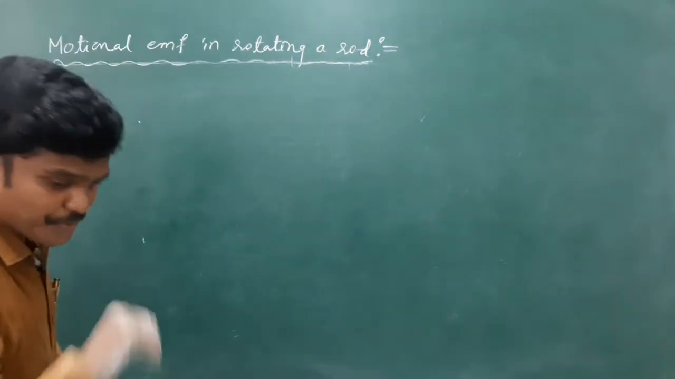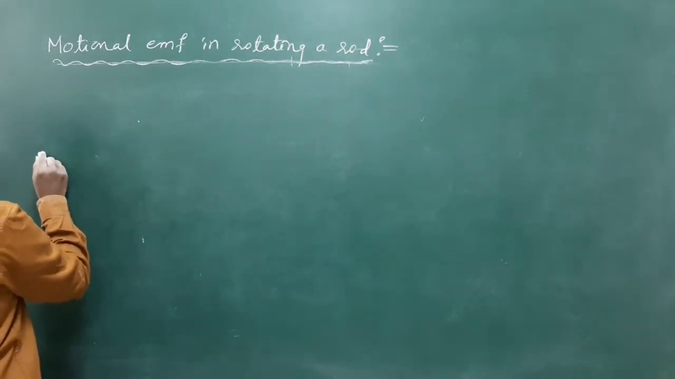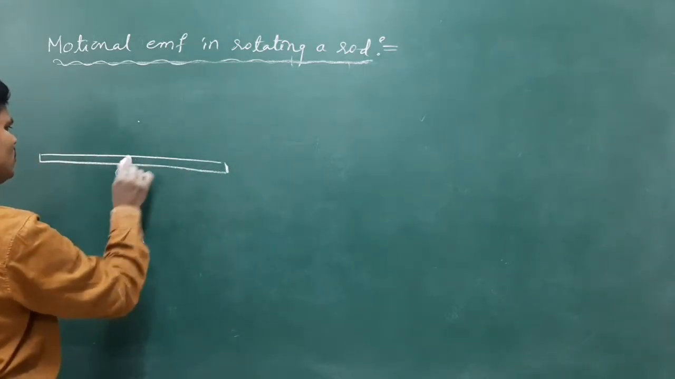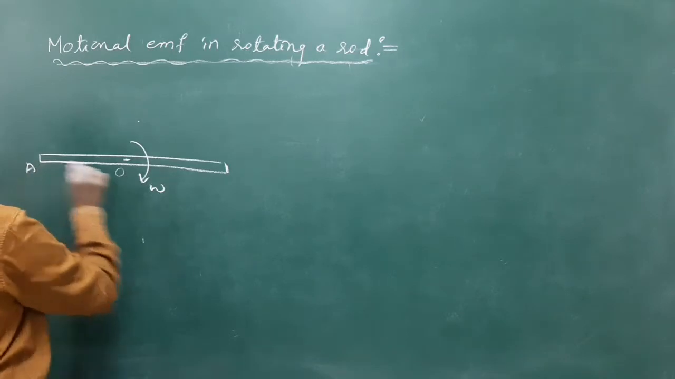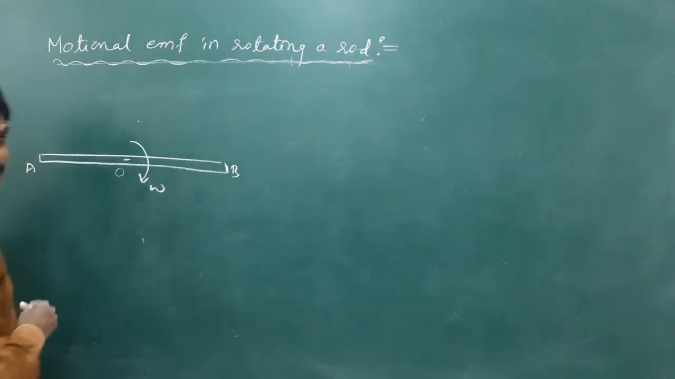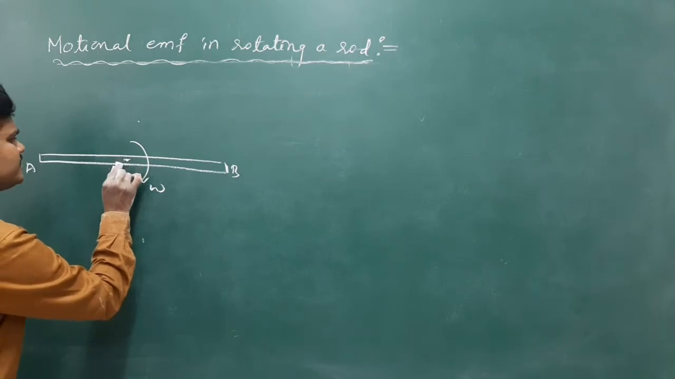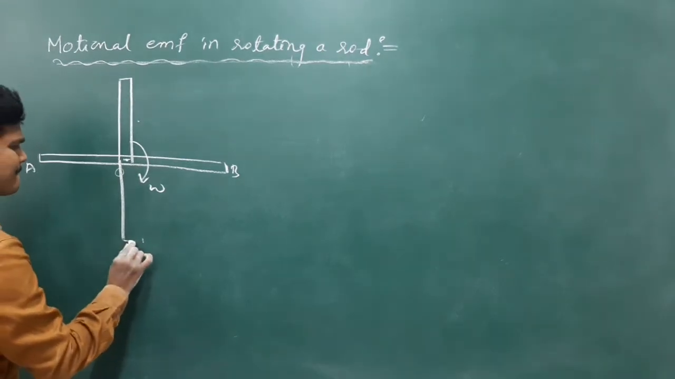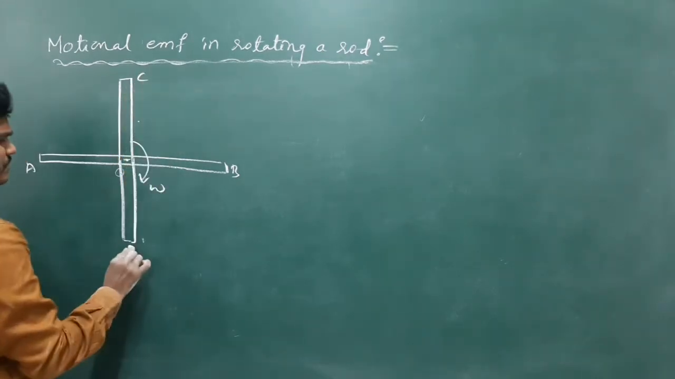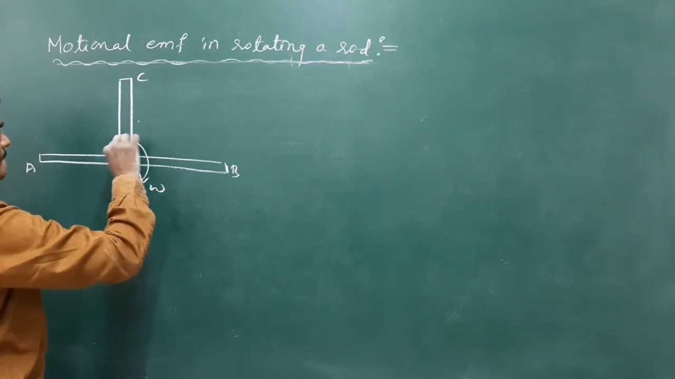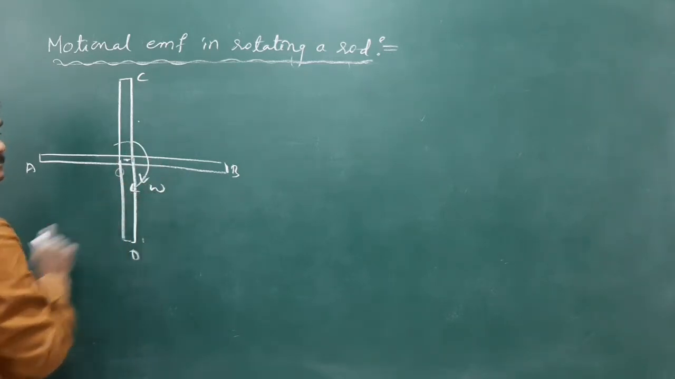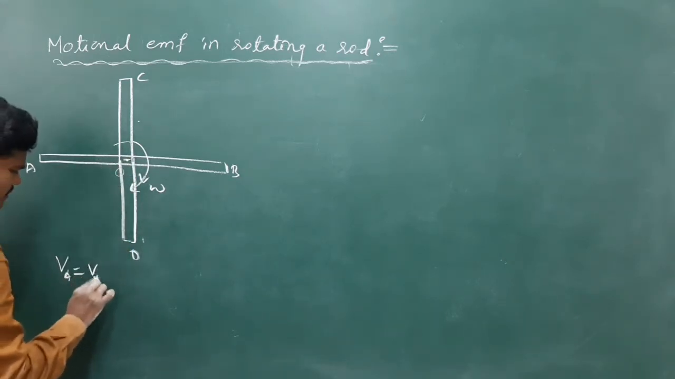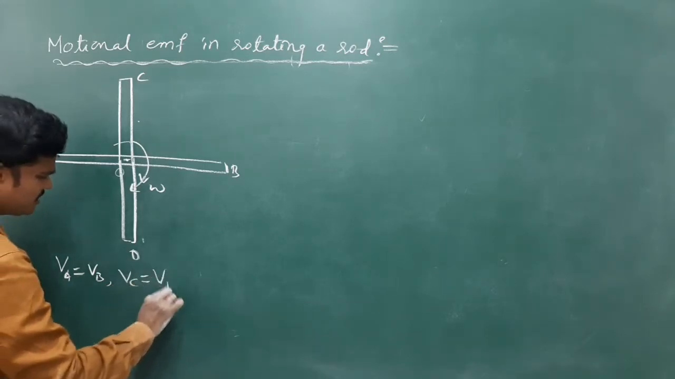See here, potentials across the ends of the rod are equal. If the rod rotates about this point O with angular velocity omega, the potential here is VA, the potential there is VB, and VA is equal to VB. Suppose another rod rotates like this. Let us give some names, C, D. It is rotating with the same angular velocity omega. Then for the first rod, VA is equal to VB. For the second rod, VC is equal to VD.